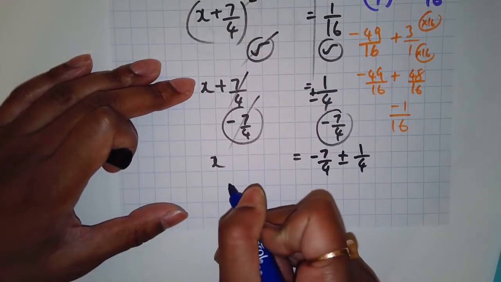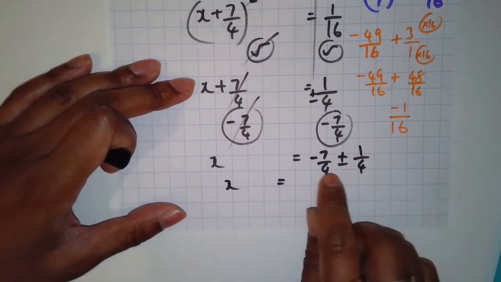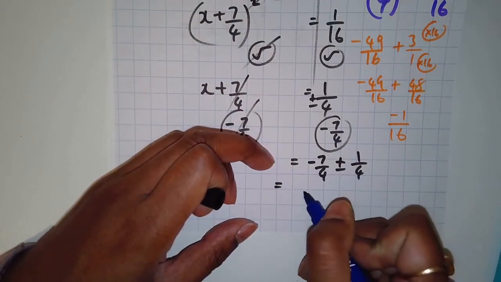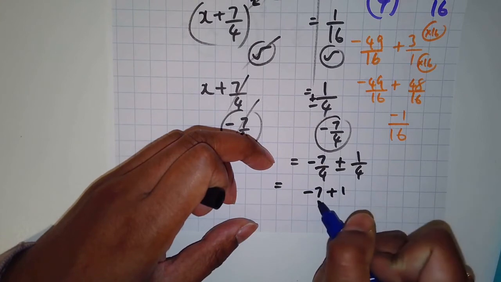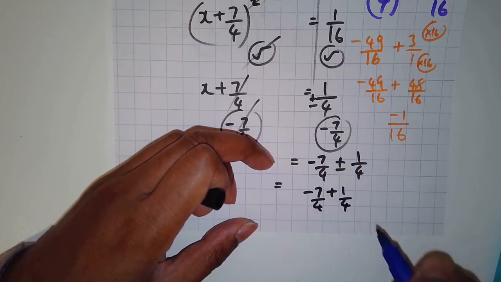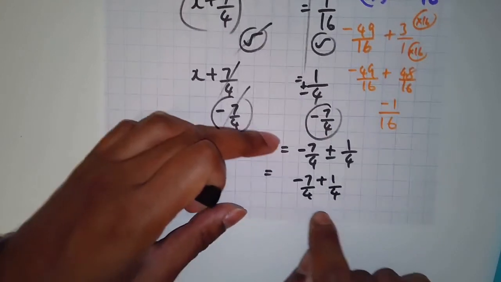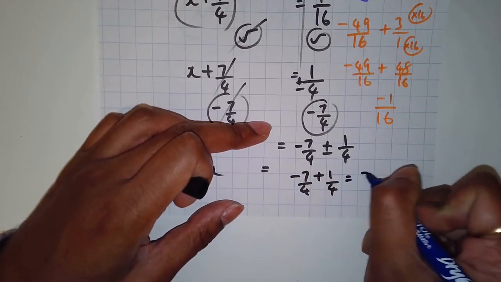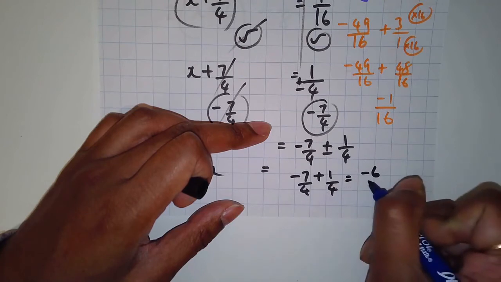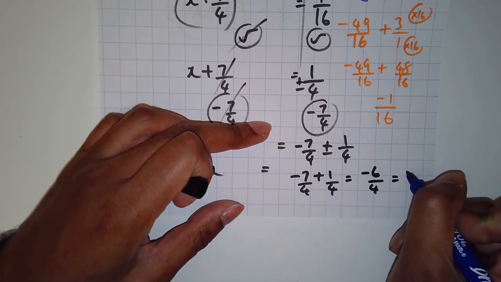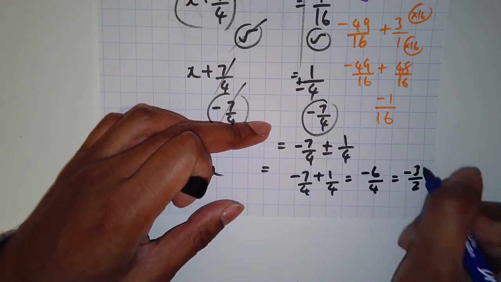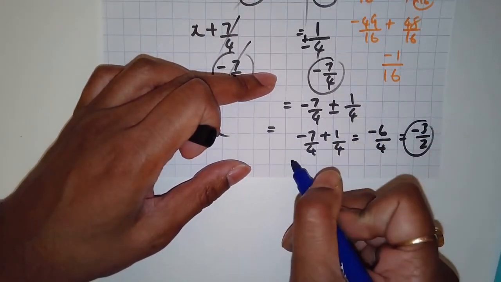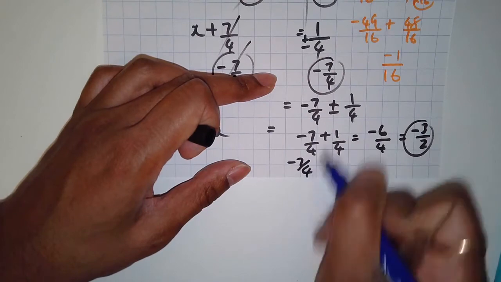Now I can take this a bit further, I can actually work this out. This one's quite simple to work out. There's two answers there. That's one of the answers. Minus 7 plus 1 is equal to minus 6 over 4. That simplifies to minus 3 over 2. That's one answer. The other answer is minus 7 over 4.